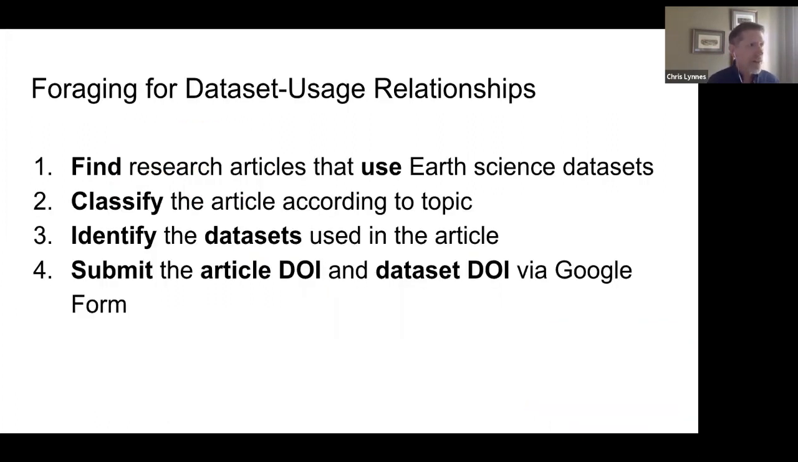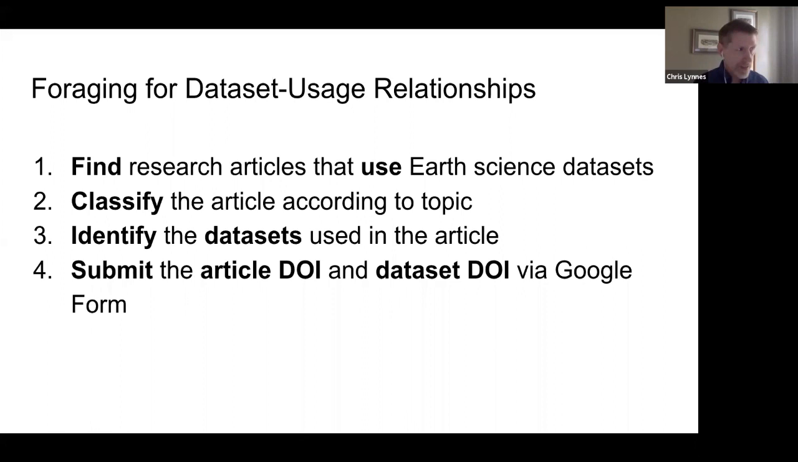So this is how the dataset usage foraging usually works. There are some variants on this, and you may even invent some new techniques or some new procedures. But basically, we find research articles that use Earth science datasets. And again, we want the research article by the DOI if available, or a stable URL if not. We want the Earth science datasets, and actually I'm going to broaden this beyond Earth science, because we are including TEAM Life, which is going to be getting into some ecological or biological sciences.